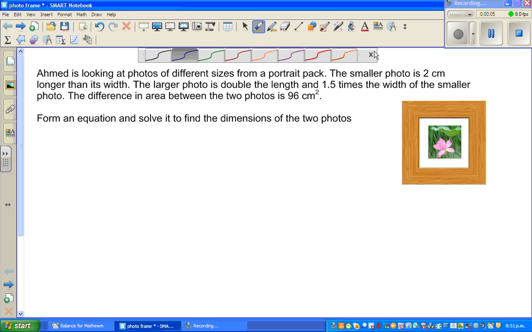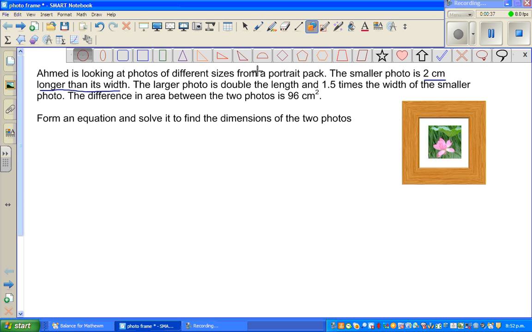I'm going to do one example on an algebra Excellence question. Okay, let's read the question. Ahmed is looking at photos of different sizes from a portrait pack. The smaller photo is 2 centimeters longer than its width. And the larger photo has double the length and 1.5 times the width of the smaller photo.